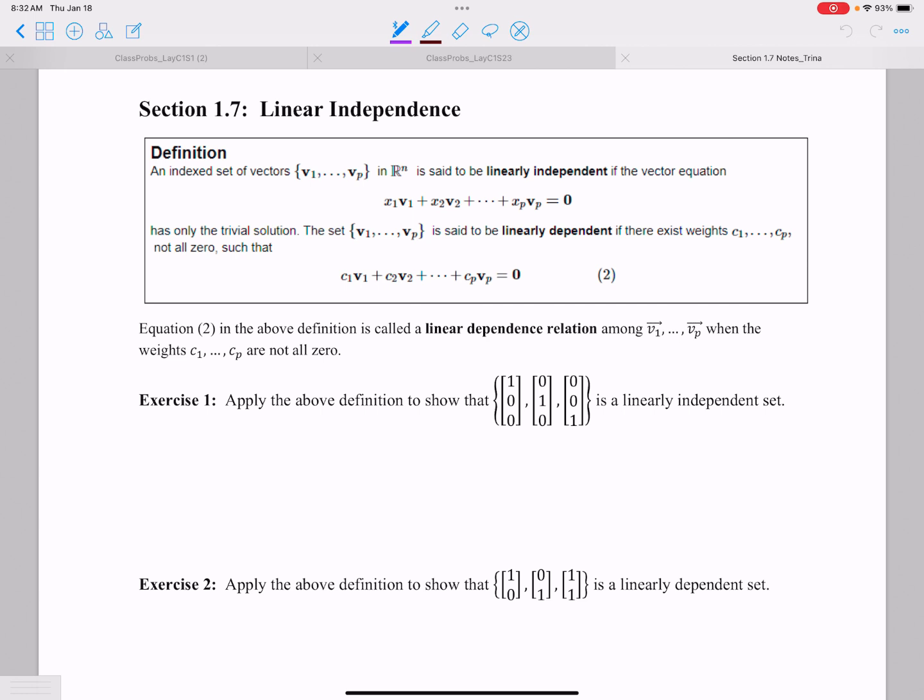So section 1.7 is all about linear independence, and we're going to first look at this formal definition, and then we'll look at some more informal ideas around it. So the definition of linear independence: we have an indexed set, in other words, just an ordered set of vectors. These vectors are in Rn, which means they have n components, is said to be linearly independent if this vector equation has only the trivial solution.